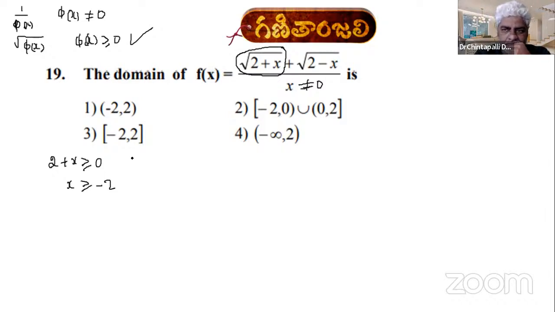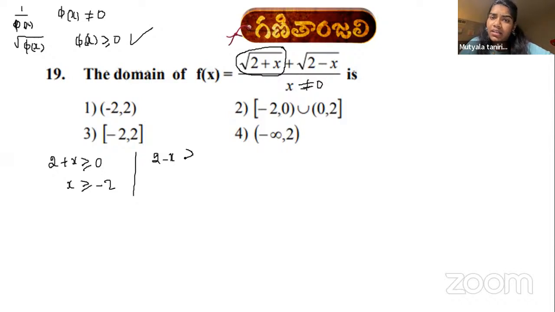Got it? Yes. And what about the second part? So same. 2 minus x is greater than or equal to 0. Can you tell the values satisfying this inequation? So -2. Are you sure? Tell one example. No, x is 2, sir. Sorry. 2. Next, another number.